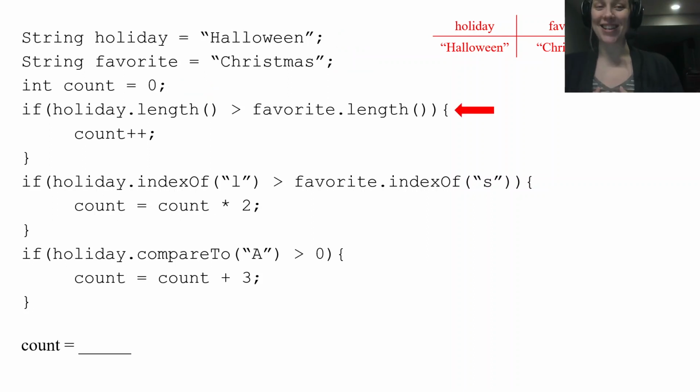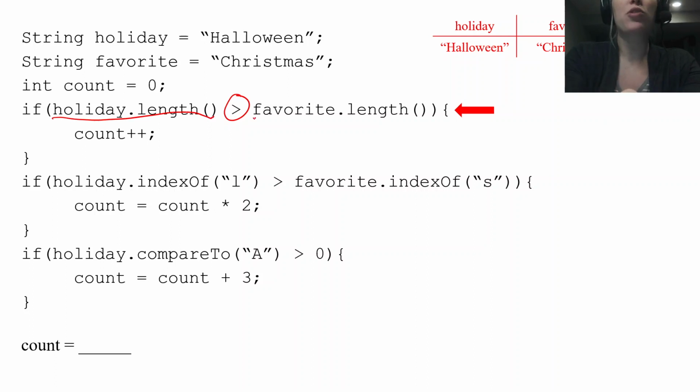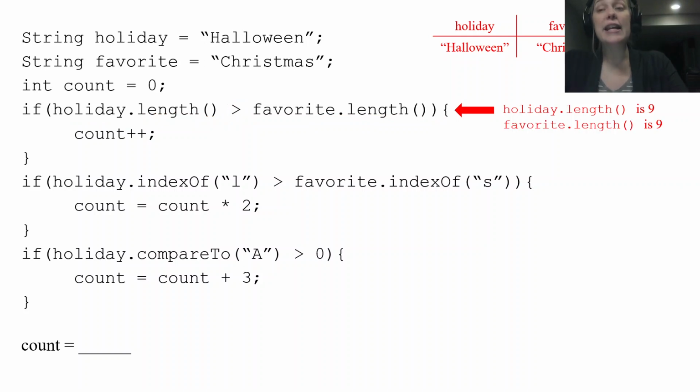And then I ask a question. I see my question because I have a comparison operator here, and I want to see if holiday.length is greater than favorite.length, because those are 2 strings here. Well, holiday.length is 9. There's 9 letters in Halloween, and there's also 9 letters in Christmas. So is 9 greater than 9 is the question. It's not. It is false. So because it's false, count gets skipped. So you can use strings to also ask a question.